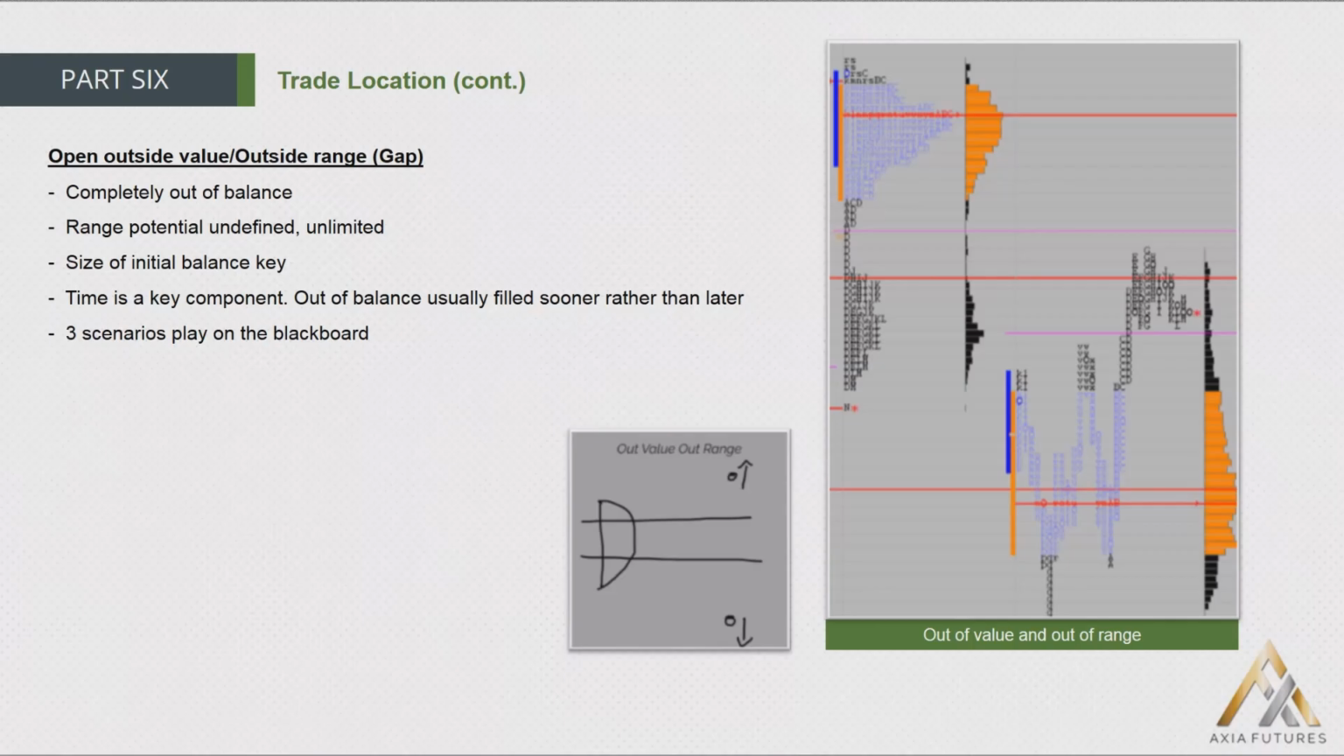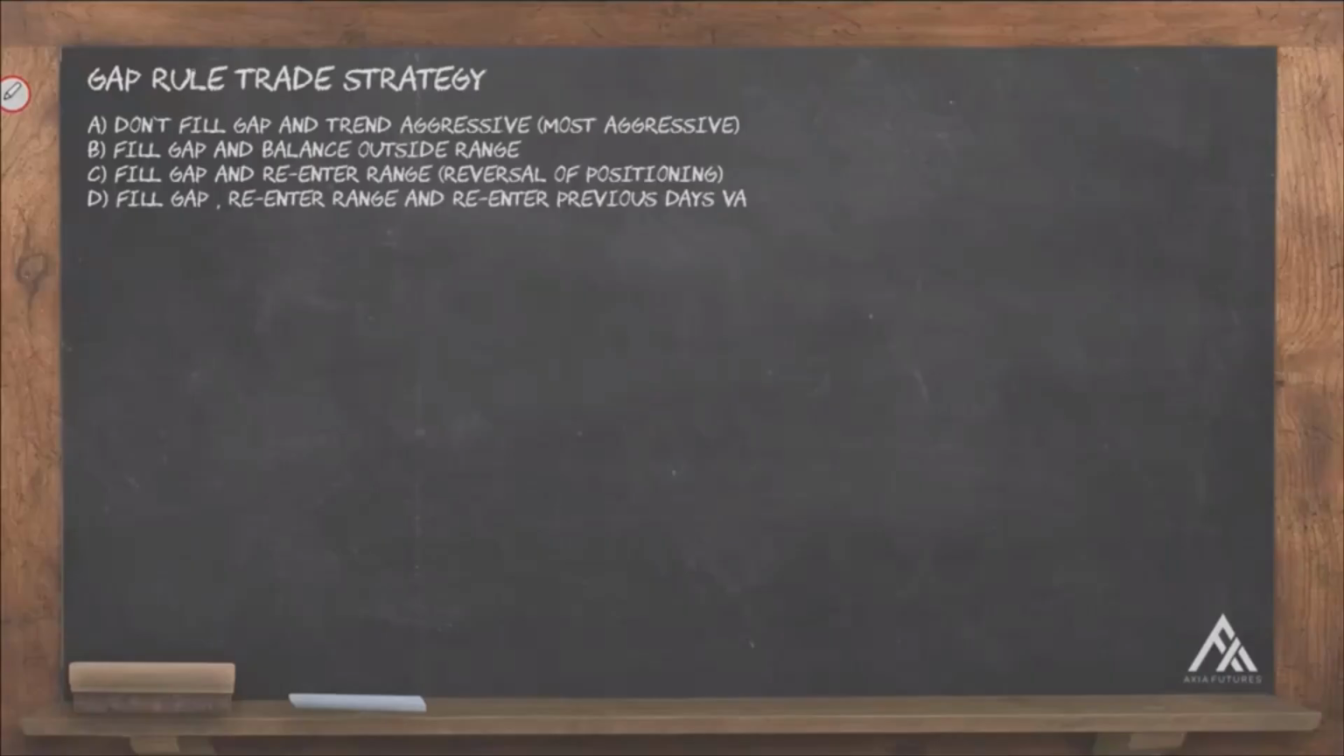So let's now take this third type of trade location and look at some of the very key strategies we can develop and take on when talking about a market being out of value and out of range. So how do we trade the gap rule? Well, this is one of my favorite trade setups, and for good reason. We've got 4 different unique plays we can implement when talking about gaps and trade strategy.